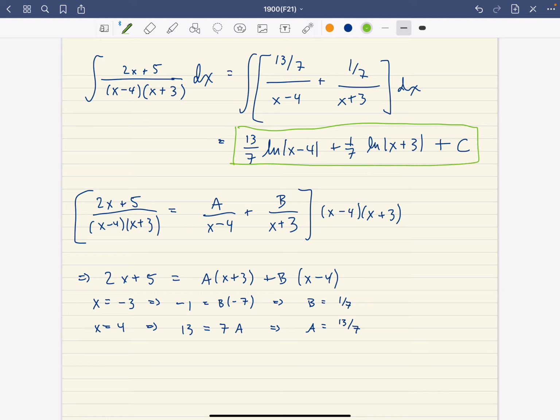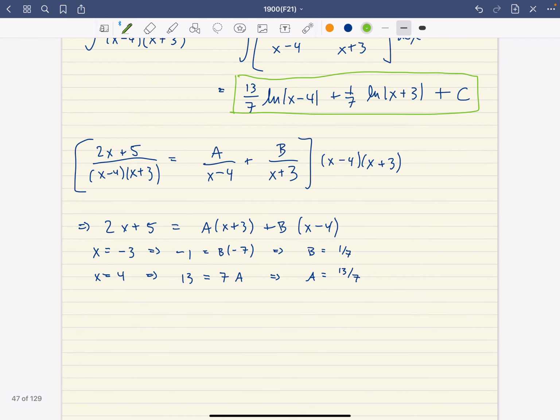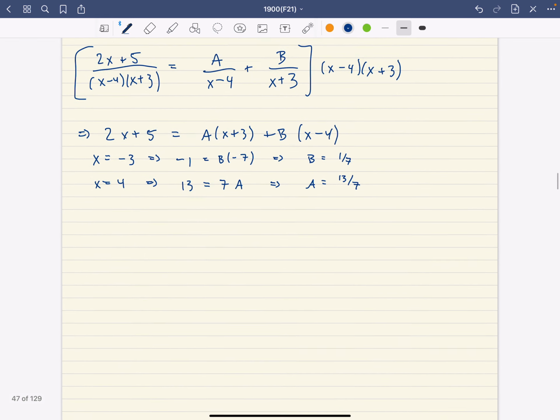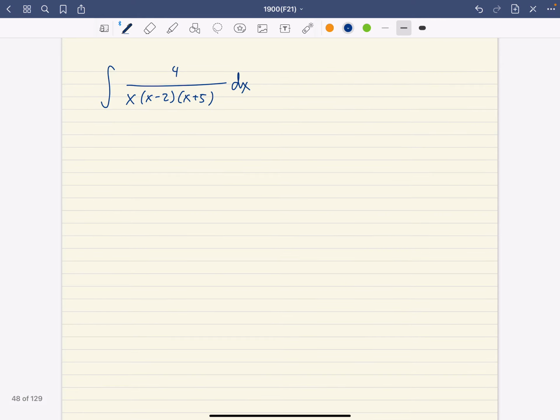So that integral became much easier because we were able to split it into much simpler terms. Next, let's look at the integral of 4 over x times x minus 2 times x plus 5. Again, we have first order, irreducible linear terms in the denominator. When I say irreducible, I mean you can't factor them any further, so they're first degree polynomials.